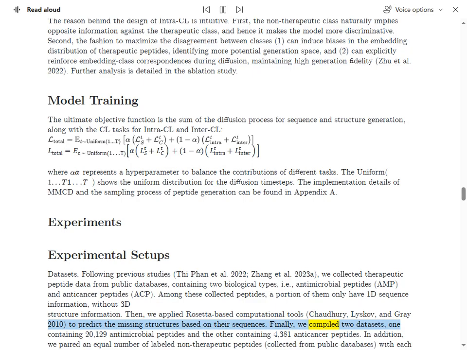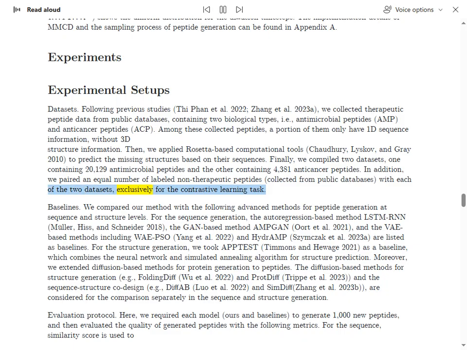Finally, we compiled two datasets, one containing 20,129 antimicrobial peptides and the other containing 4,381 anticancer peptides. In addition, we paired an equal number of labeled non-therapeutic peptides collected from public databases with each of the two datasets exclusively for the contrastive learning task.